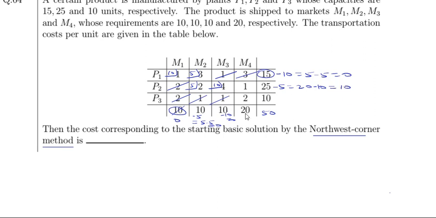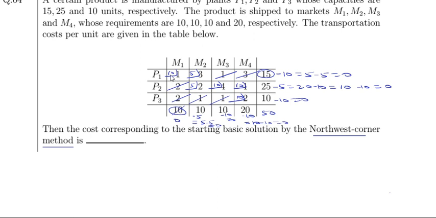Now we have 20 and 10. The minimum is 10, so we can allocate 10 here. 10 minus 10 is 0, and 20 minus 10 is 10. Now we can allocate 10 here, because we have both 10 here. The minimum of 10 comma 10 is 10. 10 minus 10 is 0, and here also 10 minus 10 is 0. So the allocation is done.